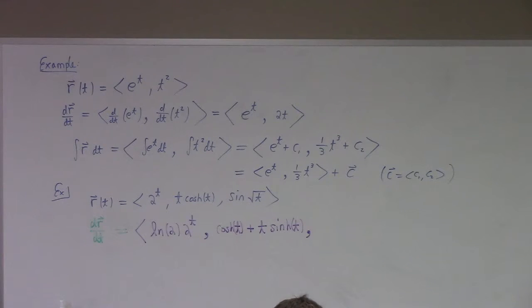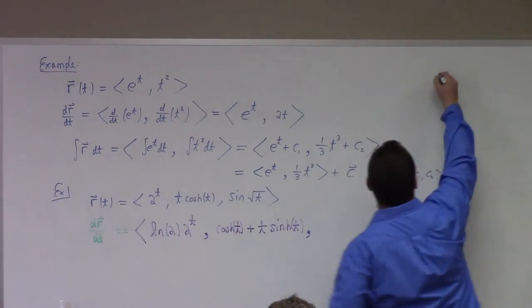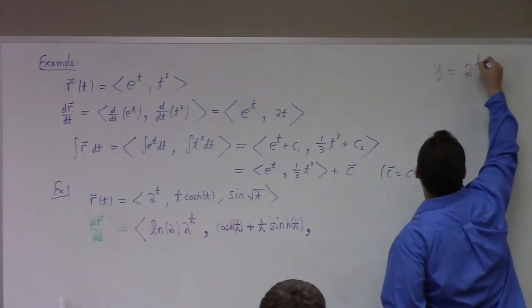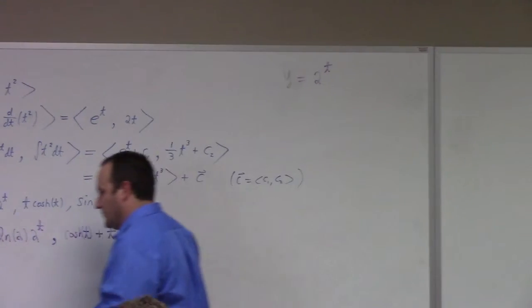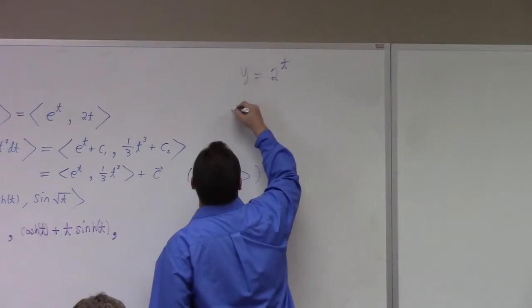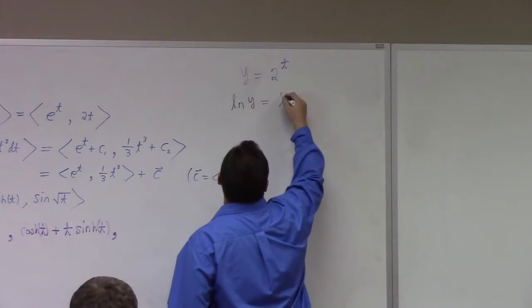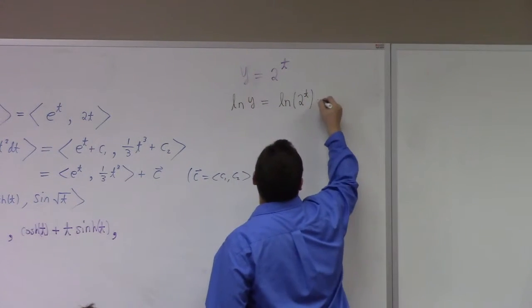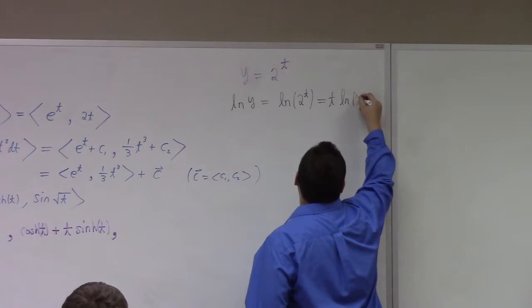Yep. Oh no. Here, let's work it out. So if y is equal to 2 to the t, and we're uncertain, as apparently we are, then I can convert this by taking the natural log of both sides. That gives me natural log of y is natural log of 2 to the t. But everybody knows that that's t times the natural log of 2.